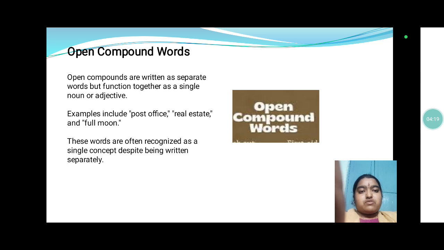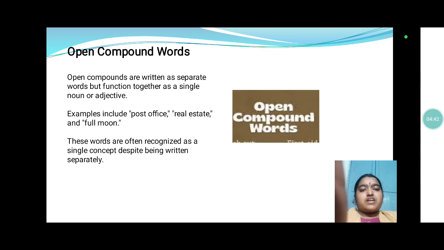Examples include post office. You can see a space between post and office, but it acts as one word together. When it is read, it should be read as post office, which is one word. Real estate and full moon are examples of these open compound words. I have given the examples in upcoming slides. We can see a number of examples there.